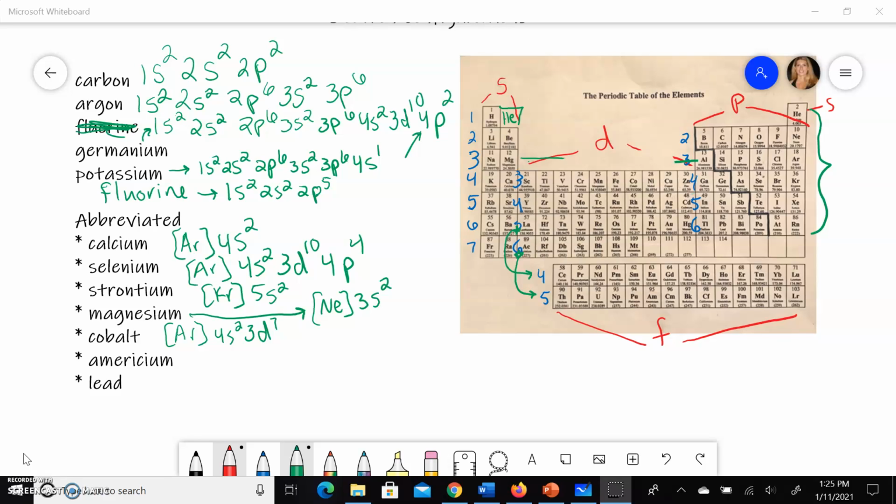And for cobalt, cobalt is right here in the middle of the D's. You go up to that blank space on top of number 27, and then all the way over to the right to get argon in brackets. Then you can start with 4s2, and don't forget about that overlap down to 3d.